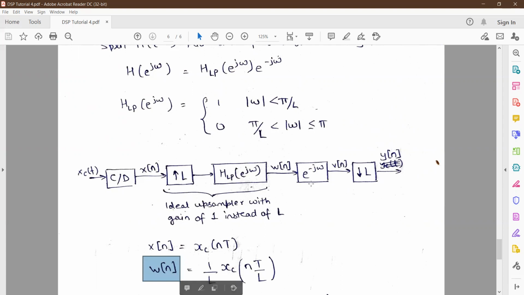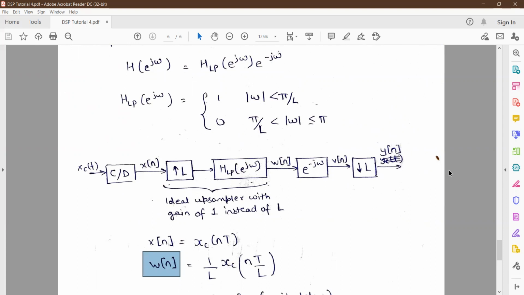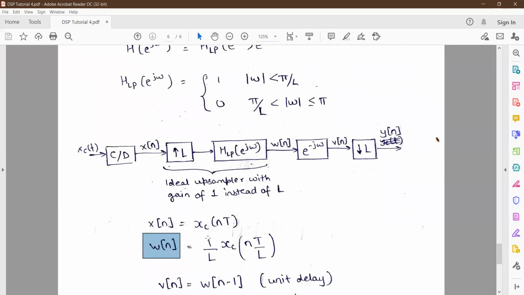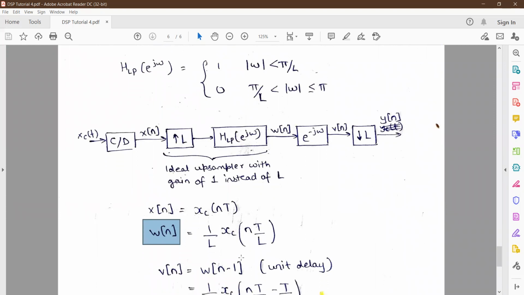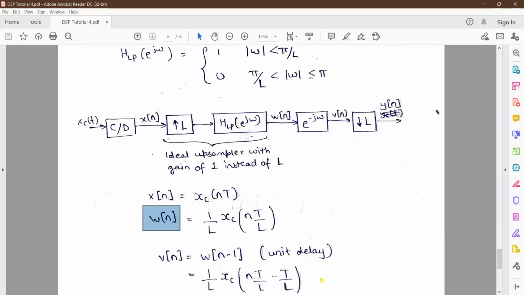Now this w[n] passes through this e^(-jω) block, which is nothing but a delay of one time period. So we can say that this v[n] output will be nothing but a unit delay. It will be w[n-1]. And so if we write it clearly, it will become (1/L) xc(nT/L minus T/L), where T/L is the time period.